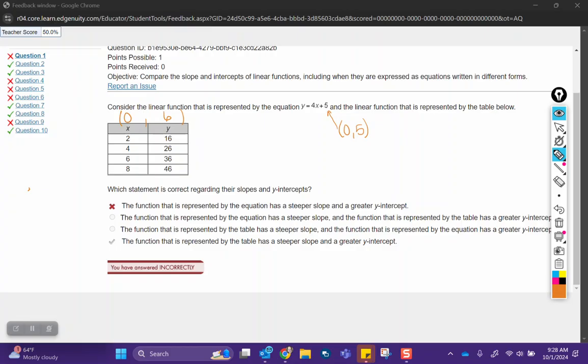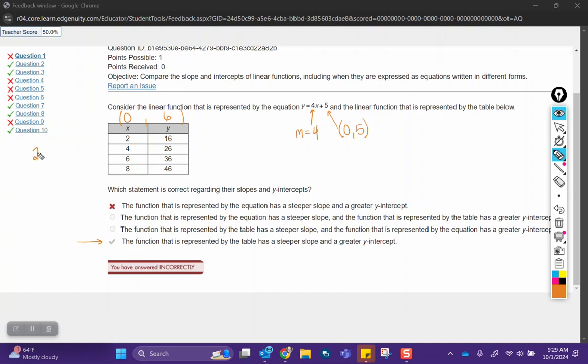Steeper slope and greater y-intercept. I'm looking at the correct answer here. So now I have to figure out what the slope is. The slope of this equation is 4. But I have to figure out what the slope is of this table because I don't have it. It didn't give it to me.